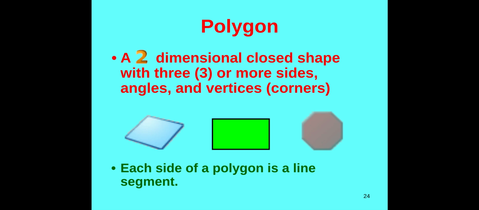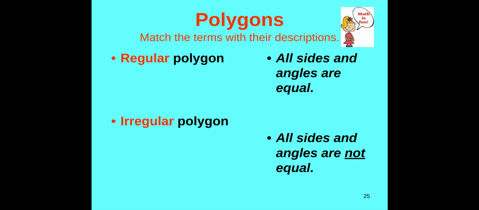So all of these shapes are polygons. They are made up of straight edges, and they have three or more sides and angles and corners. There are two different categories of polygons. There are regular polygons and irregular polygons.